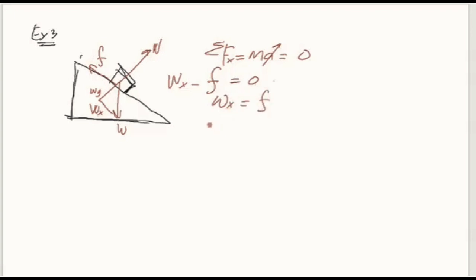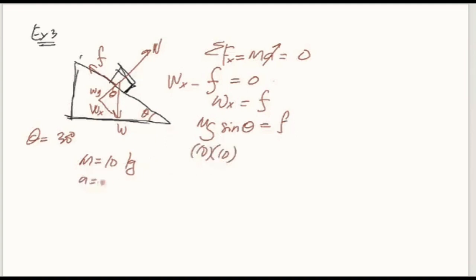So Wx is equivalent to, the angle theta given to you is 30 degrees. So Wx is equivalent to mg sine theta, which equals the friction. So mg, the mass of the object, we can put here. The mass of the object is 10 kilograms. So we can say 10 times 10.